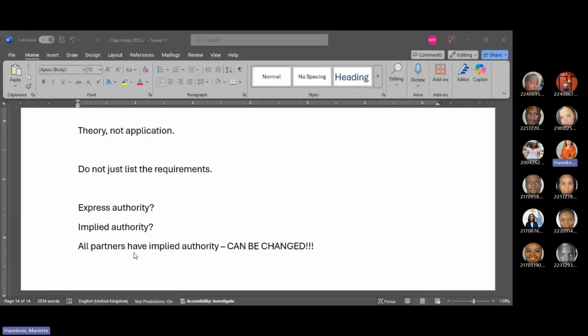Let's say Jane, Benjamin, and Hilma are the partners in the partnership. But in their agreement, they have agreed that only Jane may represent the partnership. Hilma then enters into a contract. Did Hilma have implied authority? Come answer me.